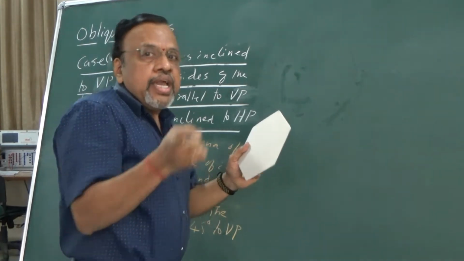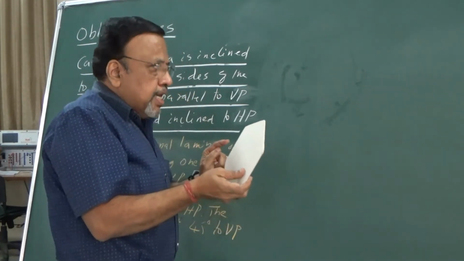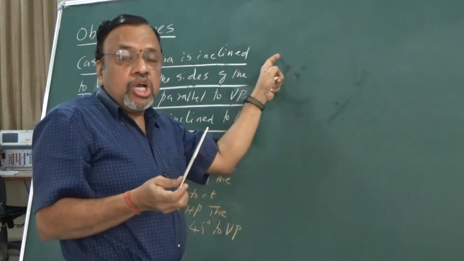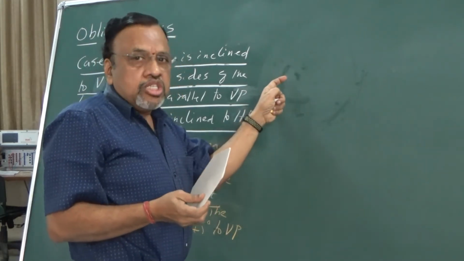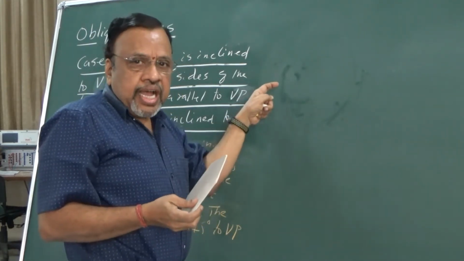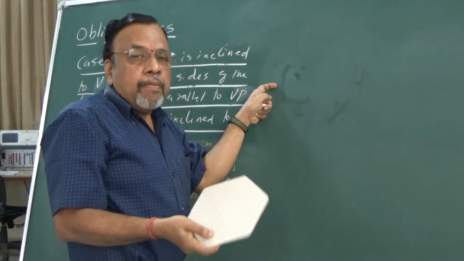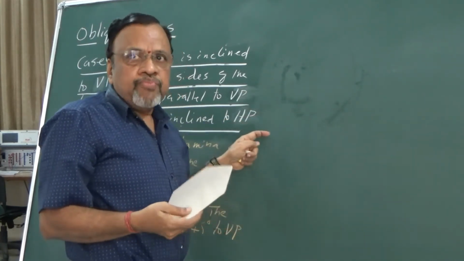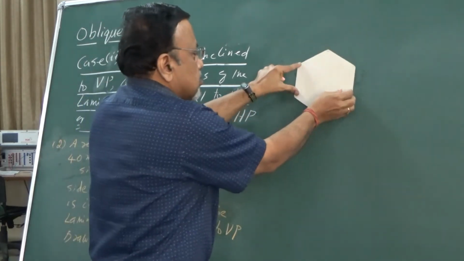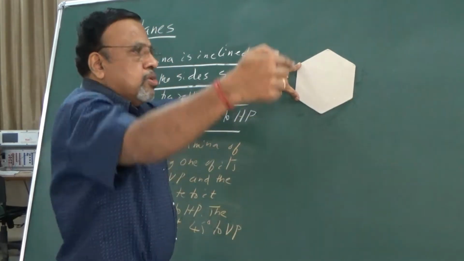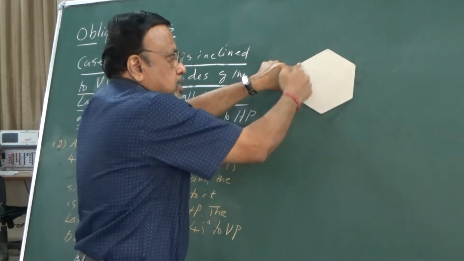That is the reason, in the initial position, if I say one of the sides is resting on VP, it means that in the initial position, that particular side should be taken perpendicular to HP or perpendicular to the XY line in the front view. So I will just start in this way. So this is my first way. Now look from the front, I will draw the hexagon in this way.